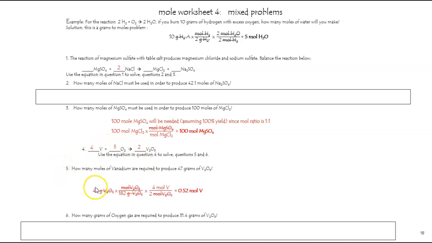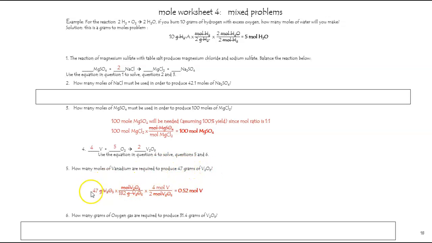Now here's a solved problem. You'll have to use that to solve number 6. How many moles of vanadium, that's for this question, should have indented, are required to produce 47 grams of V2O5? Okay, I see grams to moles. I know it's a 2-step conversion. I'll start with what I'm given, the 47 grams of V2O5.